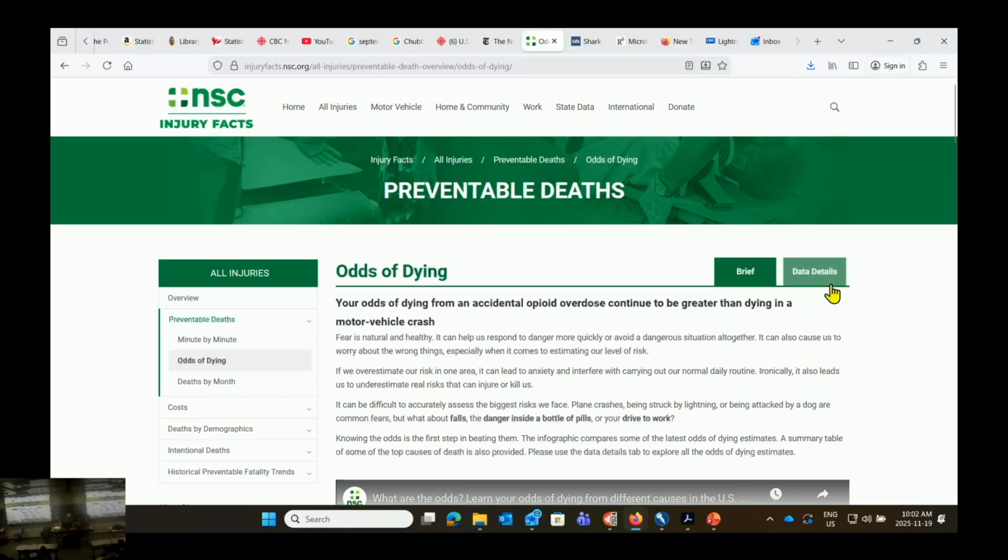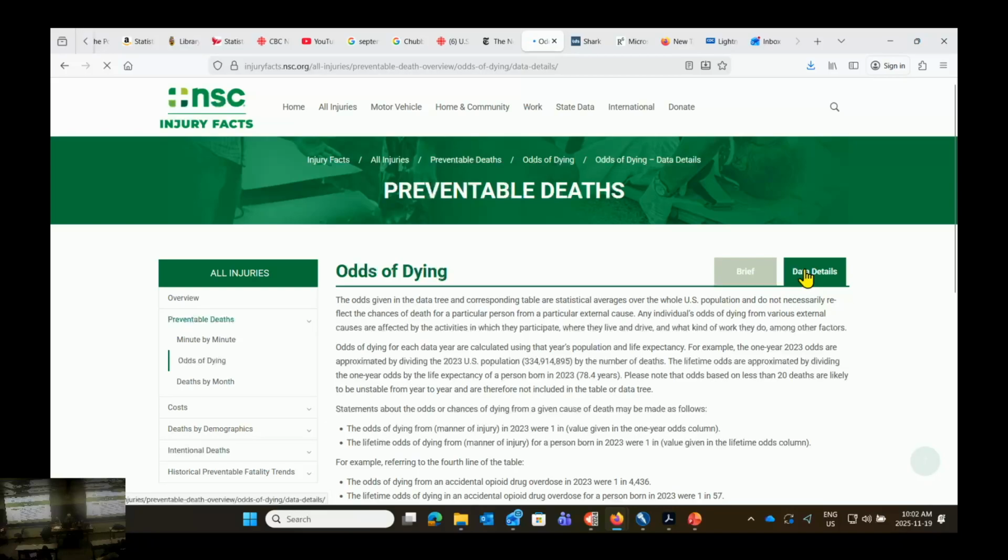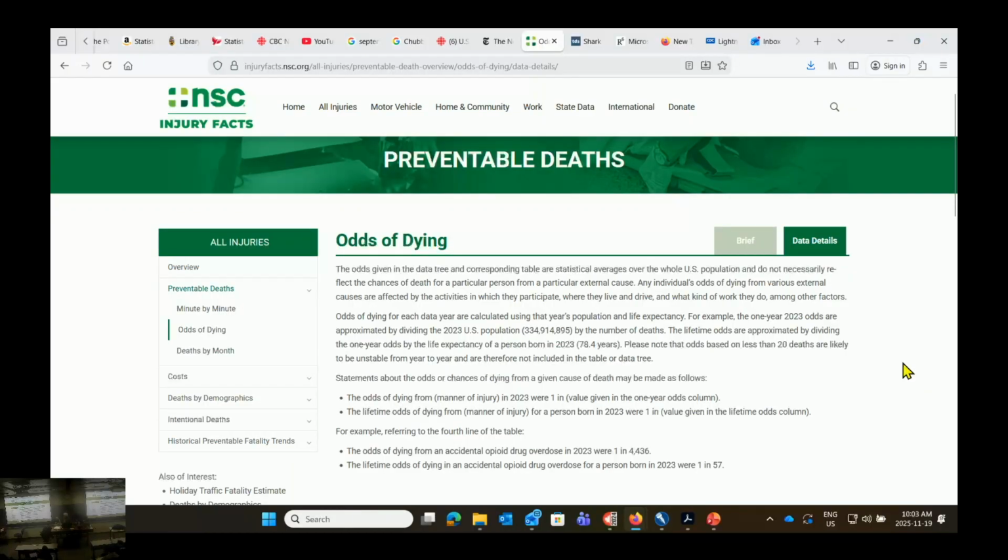And it's kind of good. They actually explain how they got their data or how they came up with those numbers. And let's just take a look at what they did here. So the first thing we need to see is that these are lifetime odds, okay? It wasn't a per year rate or anything like that. It was lifetime odds.